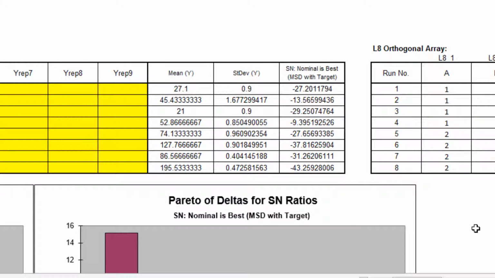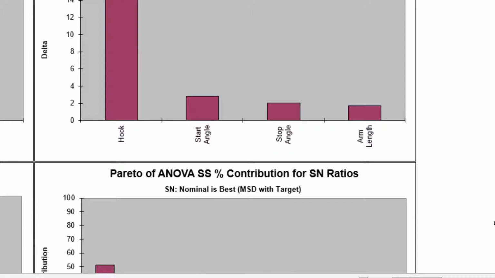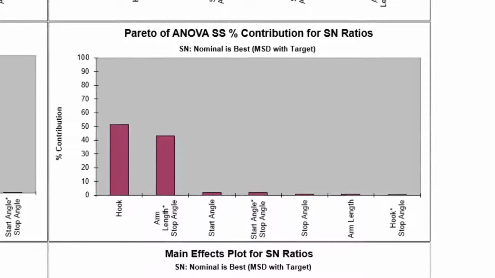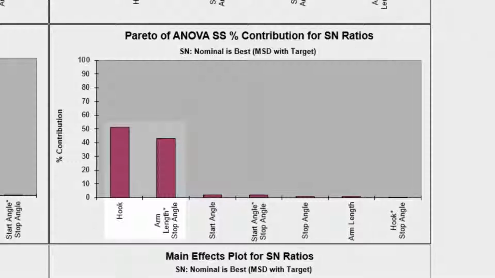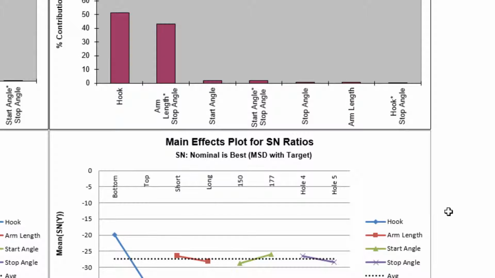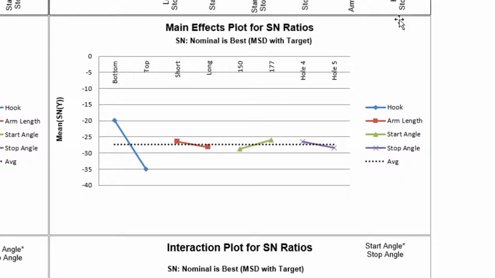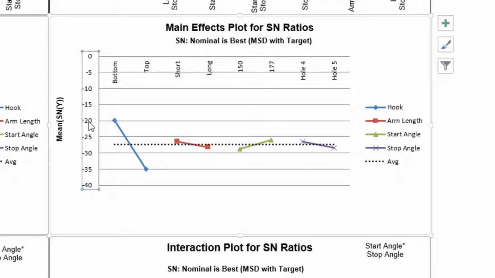Since this design includes interactions, we will look at the Pareto of ANOVA sum of squares % contribution for signal-to-noise ratios. Scroll right and down to view. Here we see that the hook position and the arm length stop angle interaction are the dominant factors. Scroll down to view the main effects plot for signal-to-noise ratios. I'll adjust the y-axis to get a better scale.